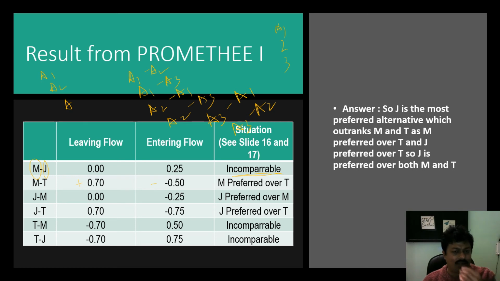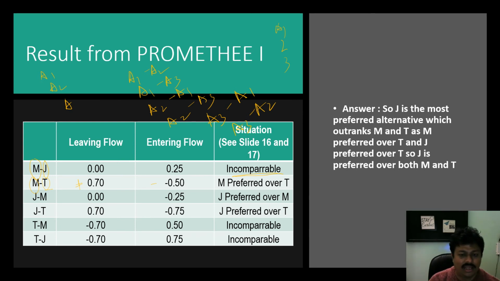Now, what happens is when I deduct the leaving flow of one alternative from the leaving flow of the other alternative, if the result of this deduction of leaving flows is positive, and the result of the deduction of entering flow is negative, then you can say M is more preferred than T, as we are deducting T from M. When this situation arises, you can say M is more preferred than T. That means the deduction of leaving flows is positive. However, the deduction of entering flow is negative.